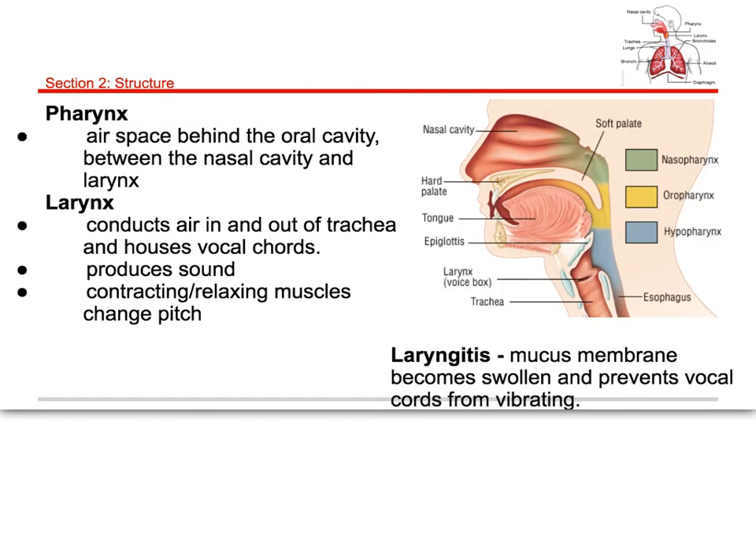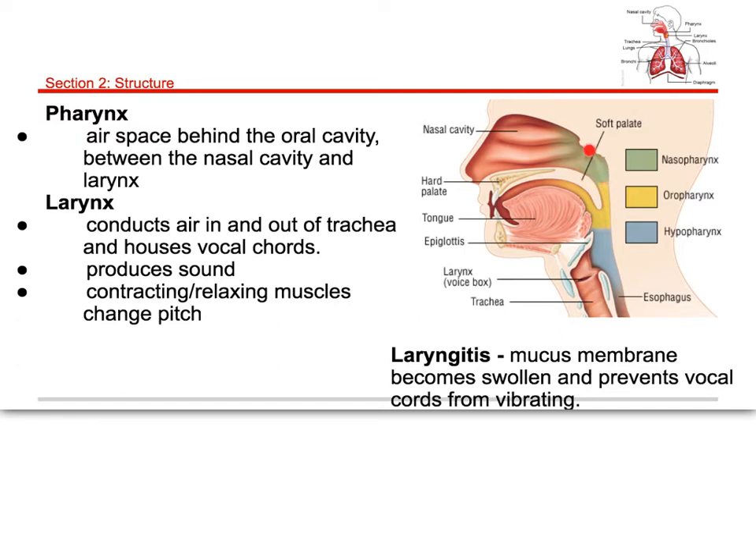So let's move out of the nasal cavity. We are going to start moving into the back of the throat, and we're going to be looking at two things, the pharynx and the larynx. Now, we could get super specific, and as you can see in this anatomy picture, we could call these shaded sections the nasopharynx, the oropharynx, and the hypopharynx. But for this class, let's just say the pharynx. The pharynx is essentially the back of the throat, mainly pointing to this area right in here. That's an airspace behind the oral cavity, which is the mouth, and between the nasal cavity and the larynx.